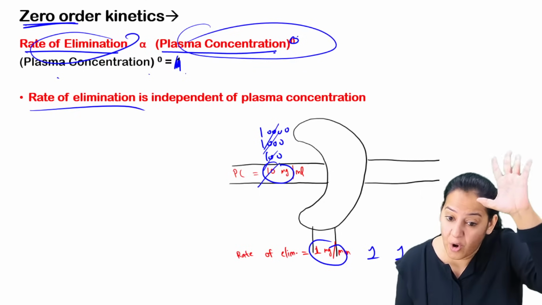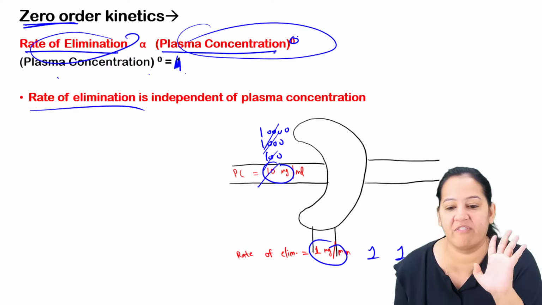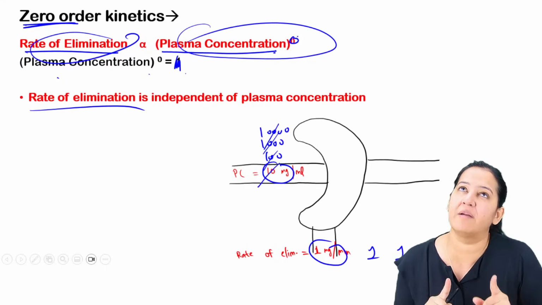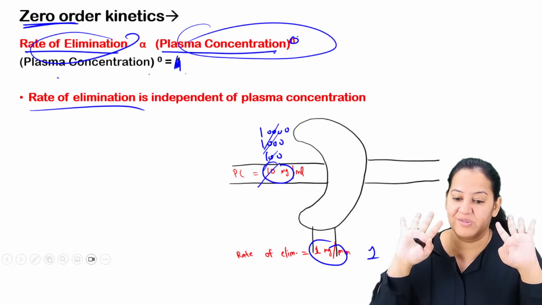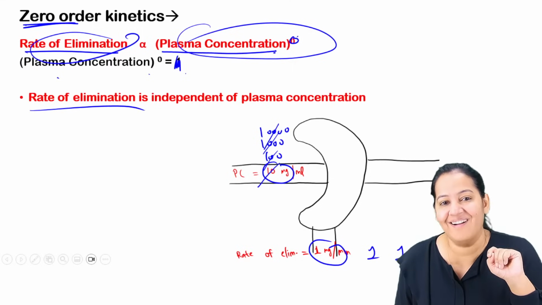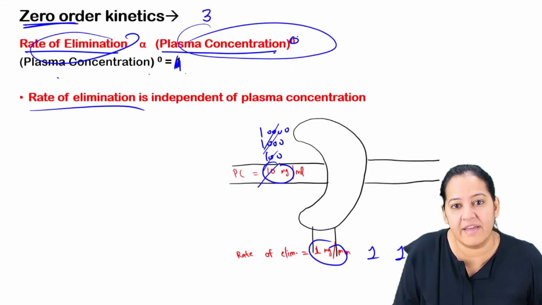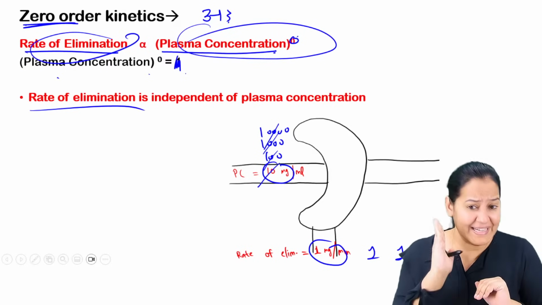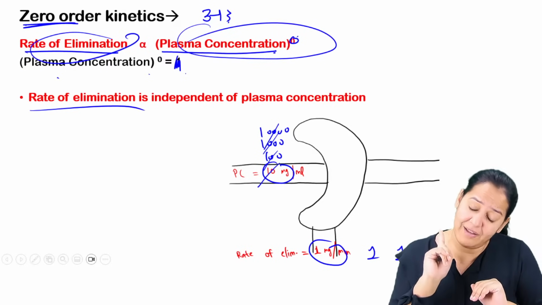Whatever. If you do 1 lakh also, plasma concentration, kidney will excrete 1 per minute. Kidney says, no, I will excrete only 1 milligram in 1 minute, whatever is the plasma concentration. These are ideal drugs, है ना? Zero order kinetics, I call them ideal, है ना? They are very ideal. What do you mean by ideal? They are stuck. That kidney is stuck. Kidney will excrete only at a fixed rate.